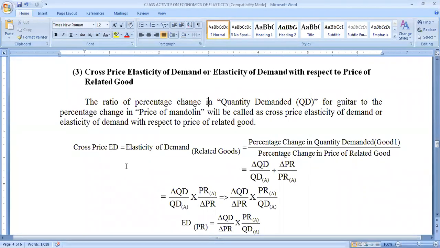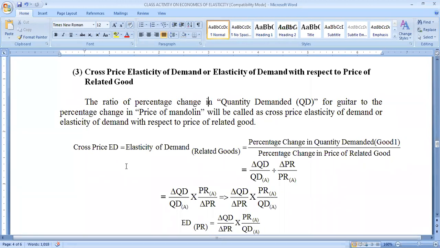So why do we call it cross price? Because we are talking about the demand or supply for one good and the price for the second good. So the price is not for a direct good, right? It is the price of a cross product, right? It is the price for the second product, not for the same product. That is why we call it cross price, right?